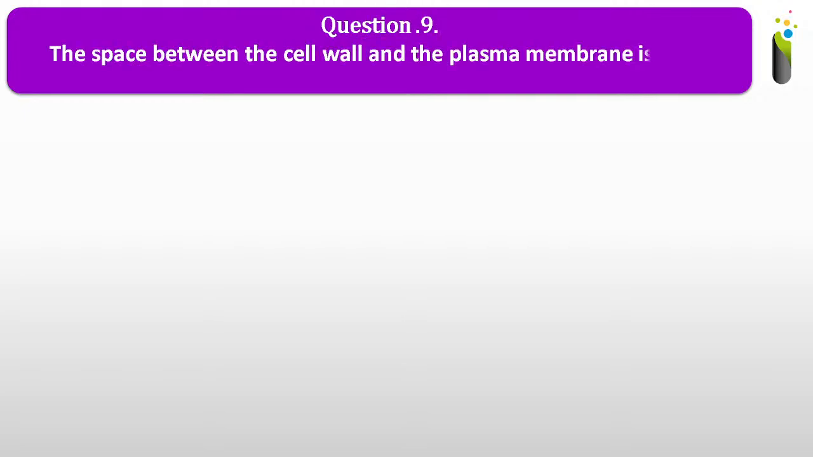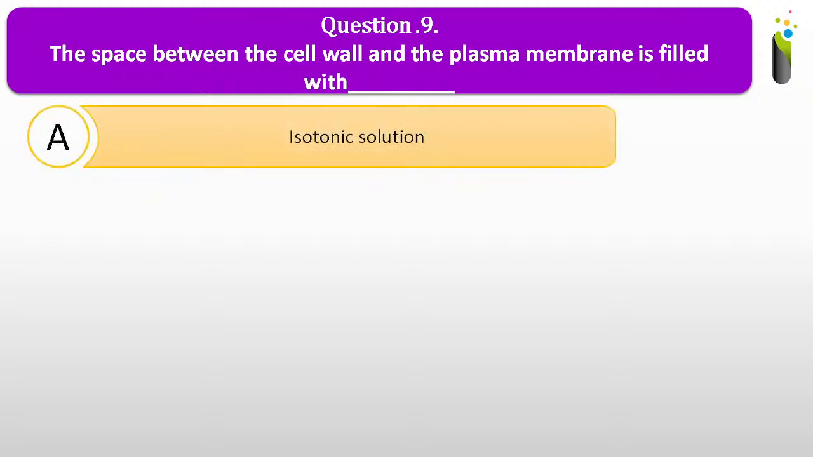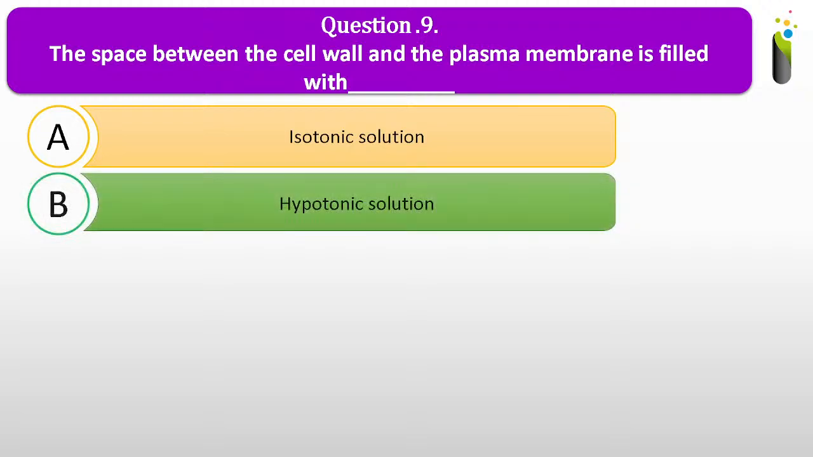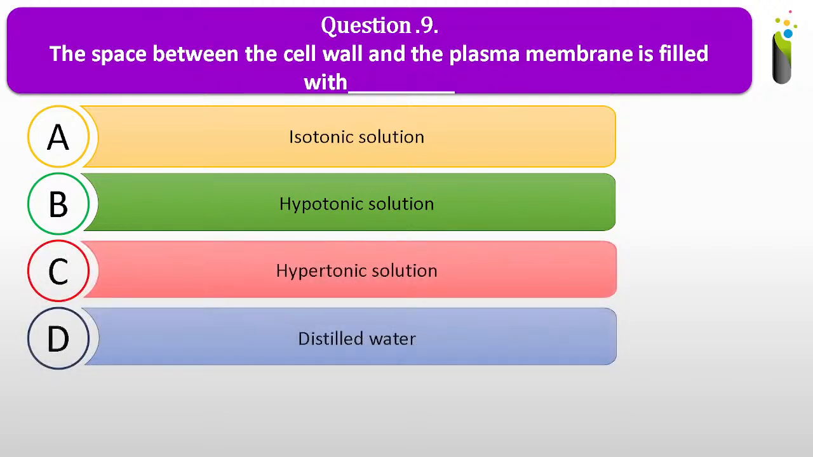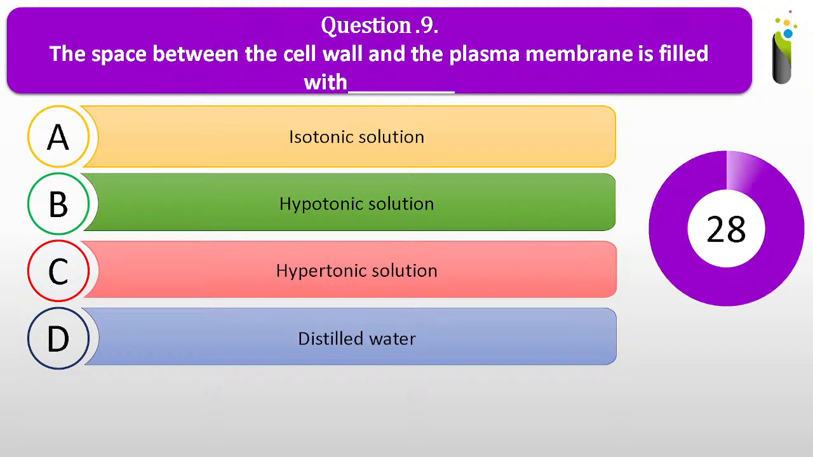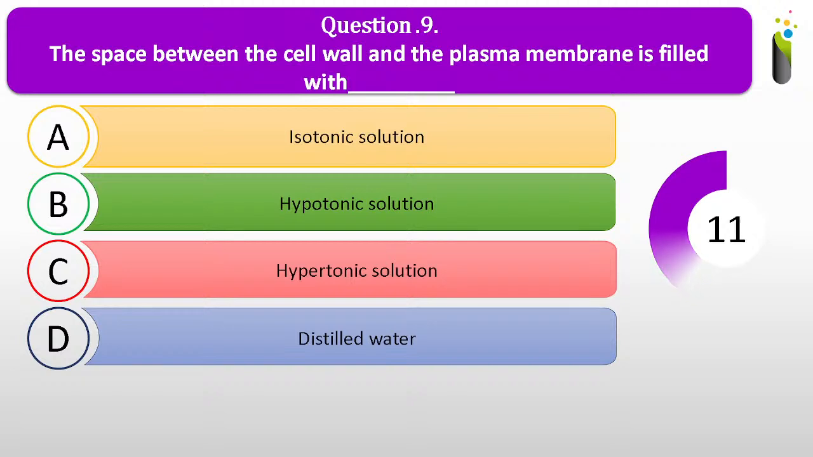The space between the cell wall and the plasma membrane is filled with dash. A. Isotonic solution. B. Hypotonic solution. C. Hypertonic solution. D. Distilled water. So think of an answer. So what should be the answer for question number 9?